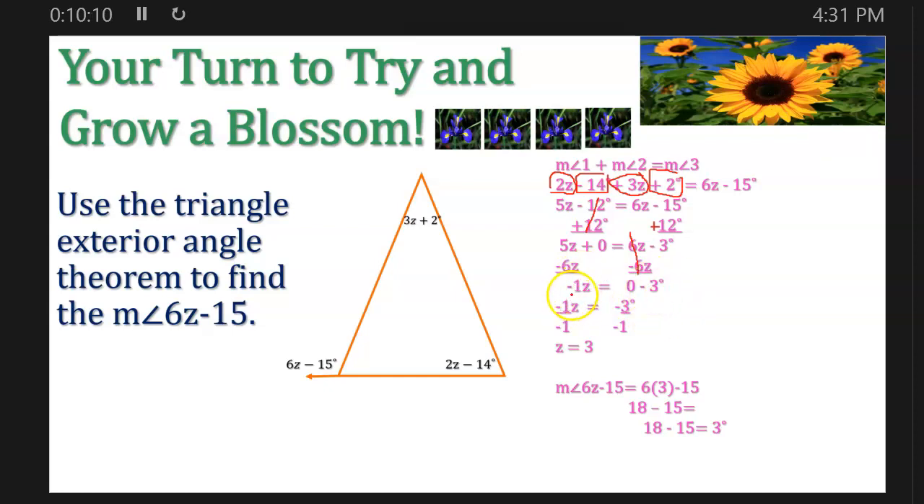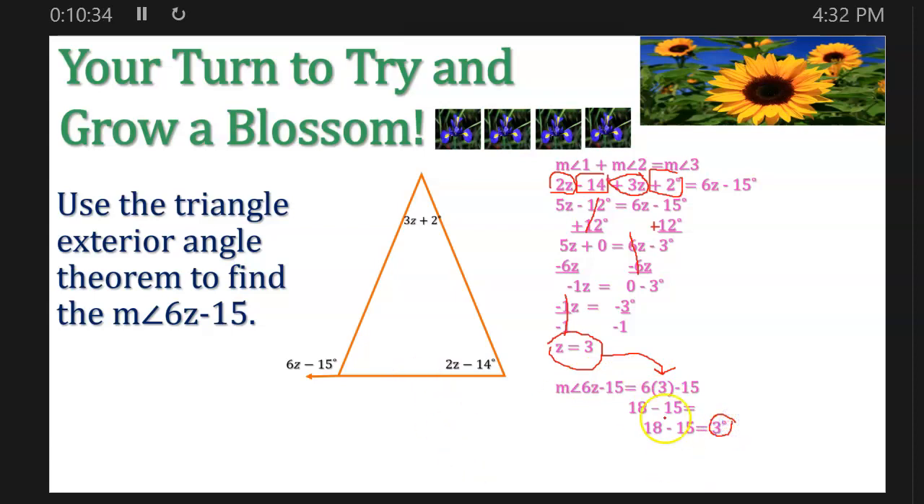So I'm going to divide by negative 1 on both sides. That's going to cancel that coefficient out. And a negative divided by a negative gives me this positive 3. That's what z is equal to. So now I'm going to plug that in, substitute it in here. 6 times 3, 6 times z minus 15. So that's going to give me 18 minus 15, which is 3 degrees.